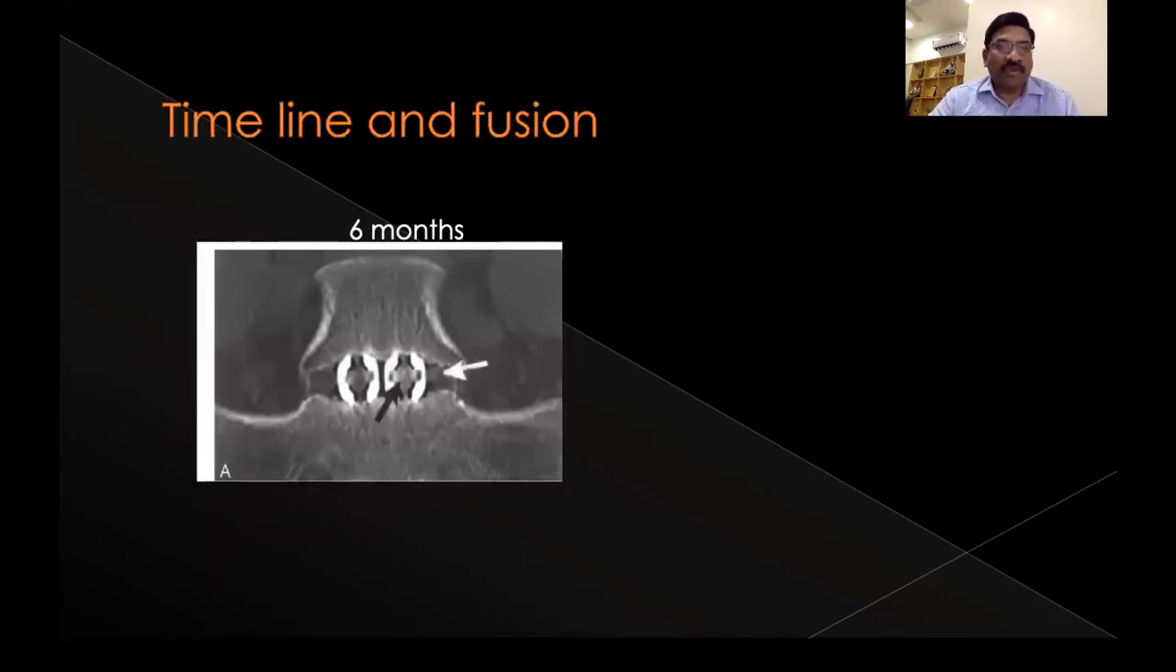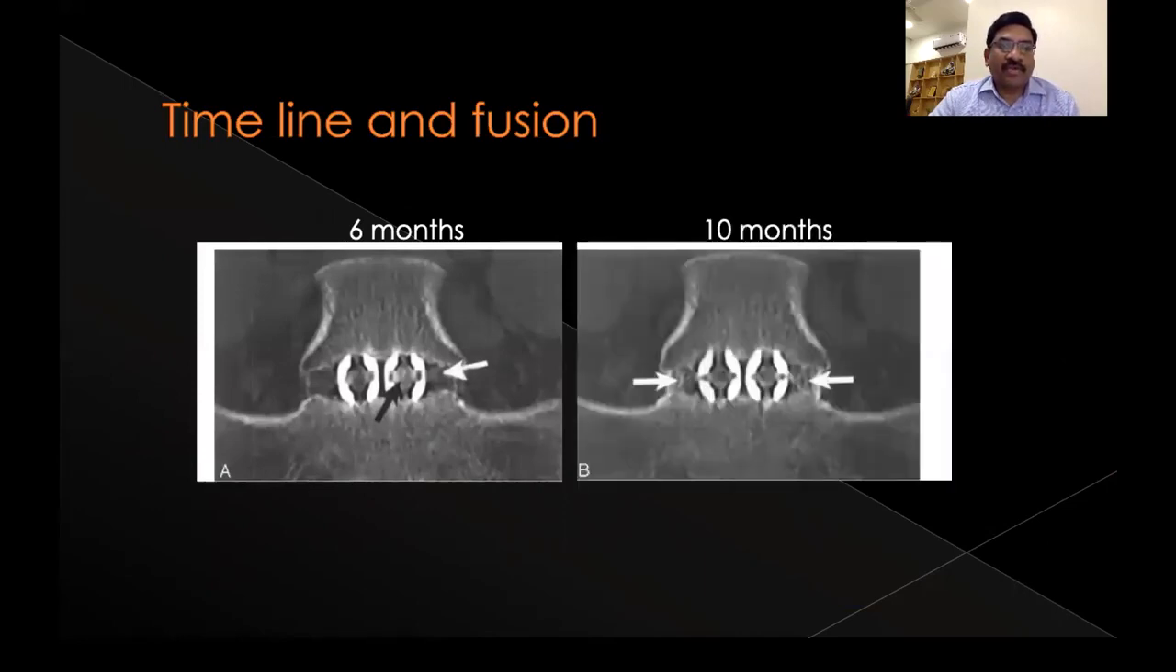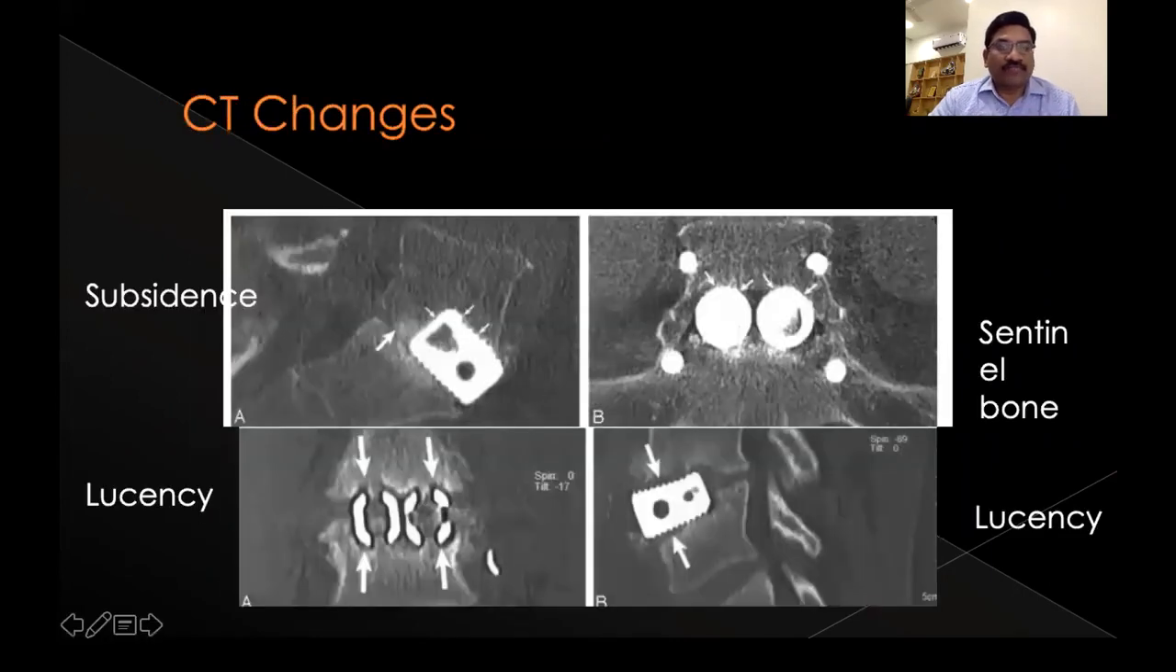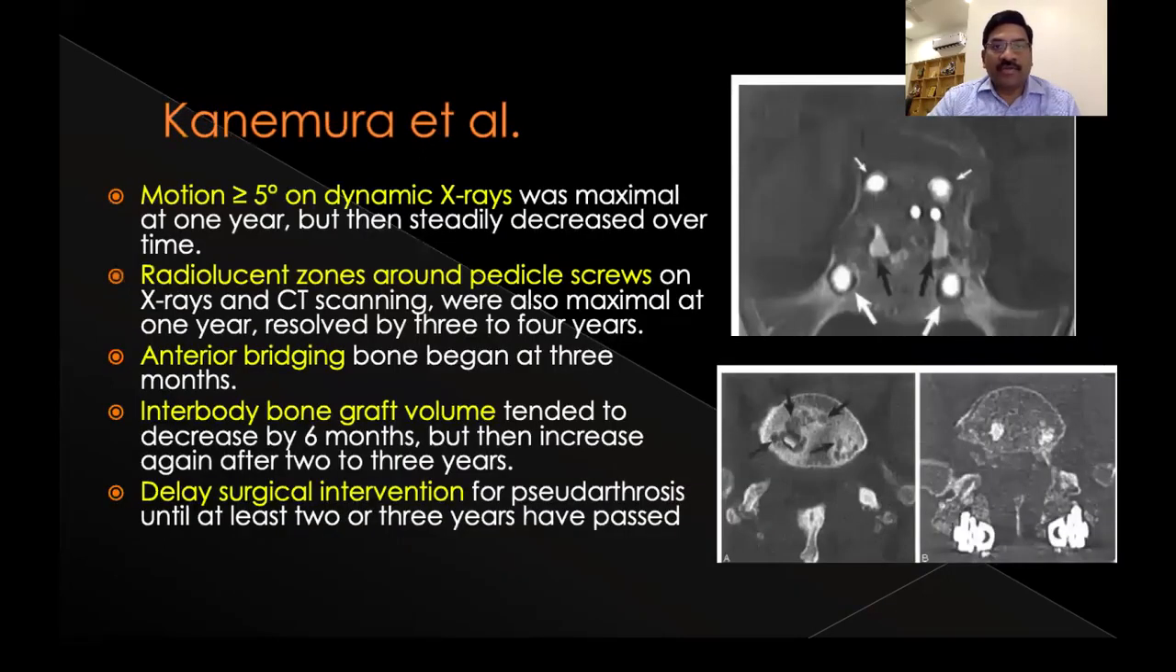There is also a timeline for fusion. The CT scans taken early, at 6 months, can show some amount of fusion, but at 10 months you can see the small fusion happening in the surrounding bone also. Sometimes they tend to subside inside the vertebral body and fuse, and there is a sentinel bone formation seen in the anterior, posterior, and even the lateral sides. But if you notice lucencies around the cage, they always indicate a kind of failure, especially in titanium implants.